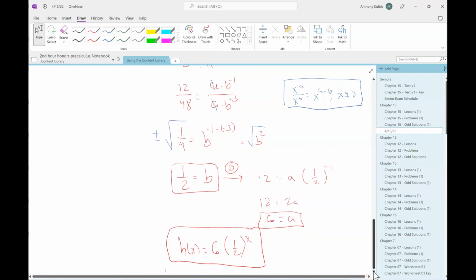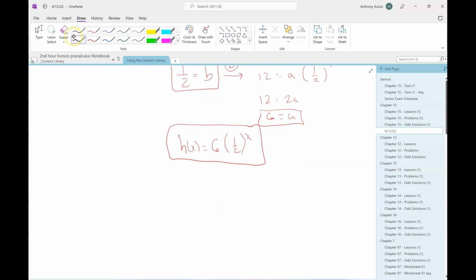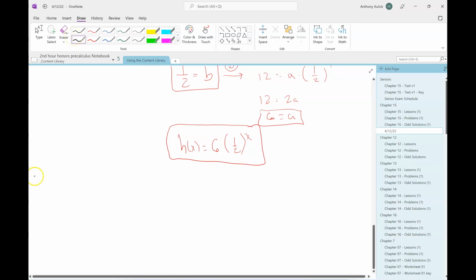Is everybody okay so far? Still doing fine? You stop me if I do anything that you're like, whoa, what is this? All right. So we've defined an exponential equation this way.